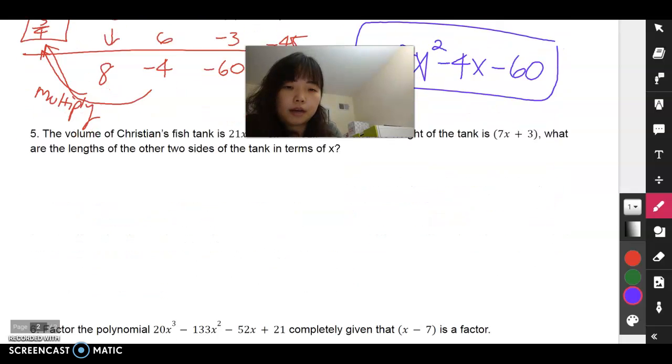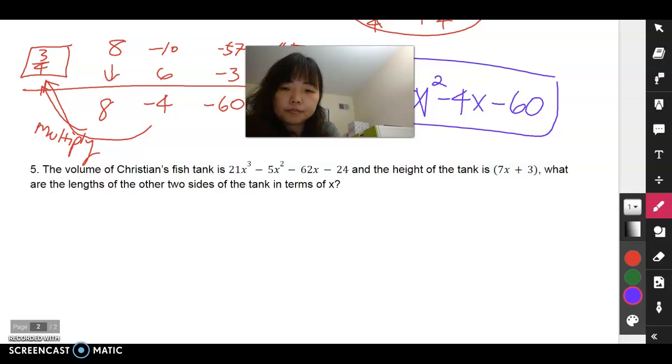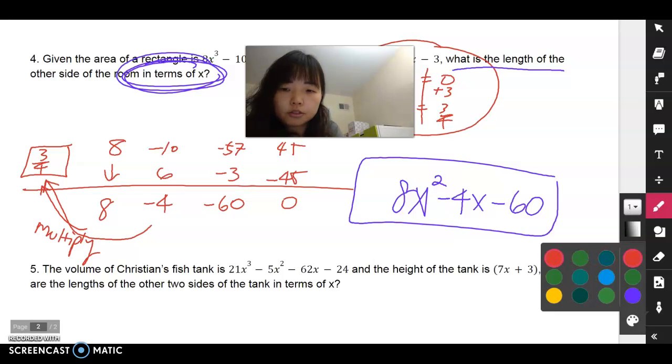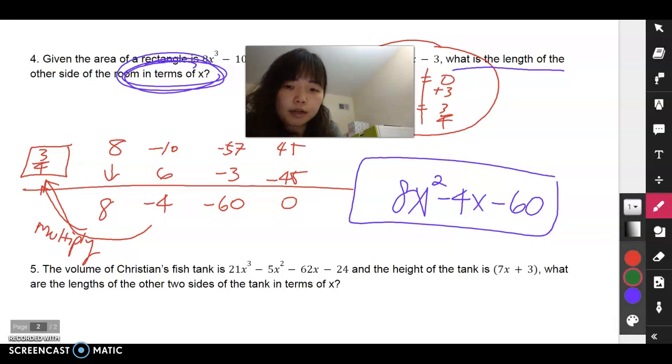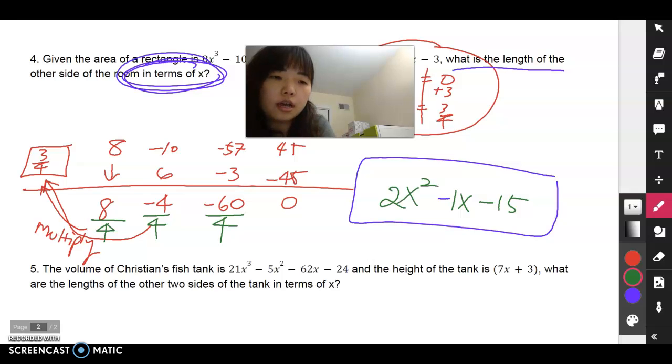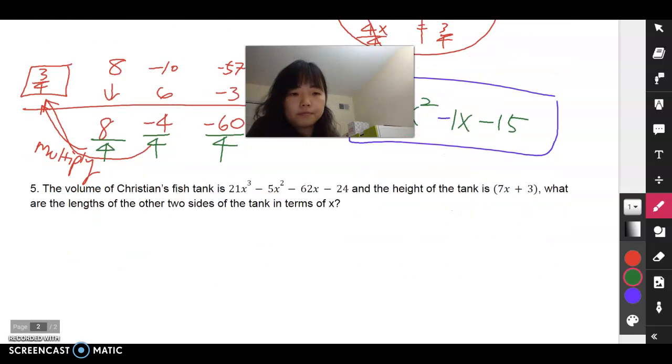Let's move on to 5. Oh my gosh. I made a mistake, and I'm sure you wanted to scream at the screen, but I couldn't hear you. I forgot to divide it by 4. I was rushing. So it's not 8, 4, 60; it is 2, 1, and negative 15. So don't be like me. Please take your time, don't rush. If you have a fraction, don't forget to divide.